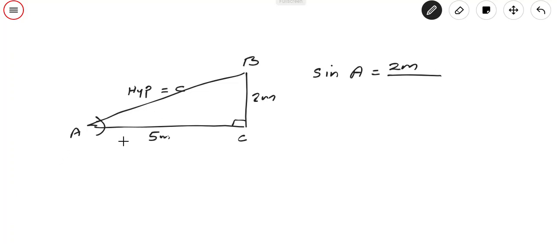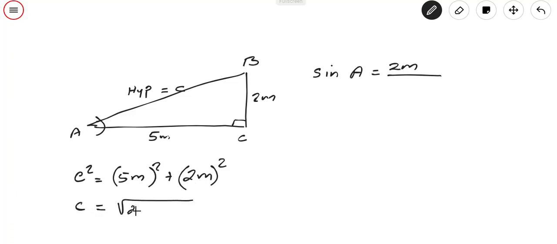The hypotenuse is equal to the longest side. So you can say that the hypotenuse c squared equals 5 meters squared plus 2 meters squared. So c would be the square root of 25 meters squared plus 4 meters squared. If you square those, c would be the square root of 29 meters squared. And the square root of 29 is equal to 5.39, 5.4. So I'm going to say 5.4 meters.